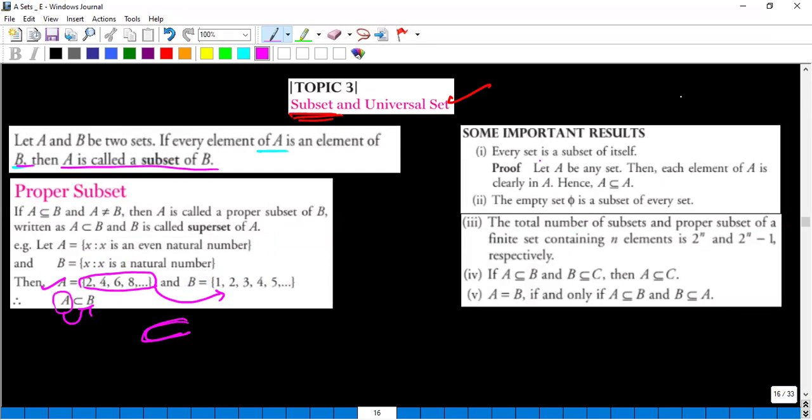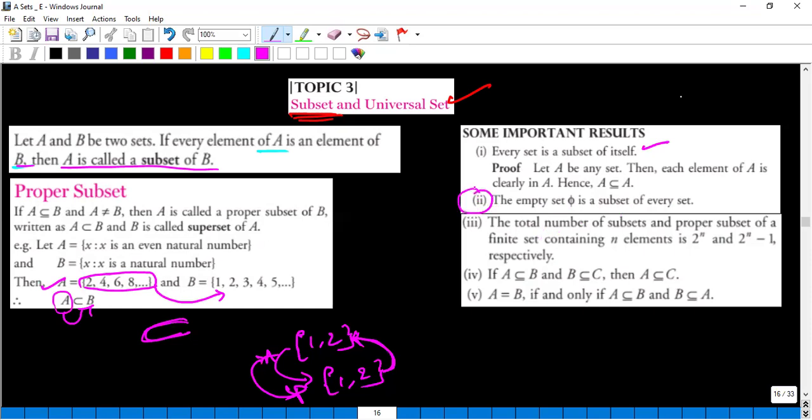You see, every set is a subset of itself. I have a set 1, 2, and another set I have is also 1, 2. I can tell all the elements of this particular set are there in this, so you can tell this set is a subset of this. Take some set P: P is a subset of A and A is a subset of P. Also, the empty set is a subset of every set.